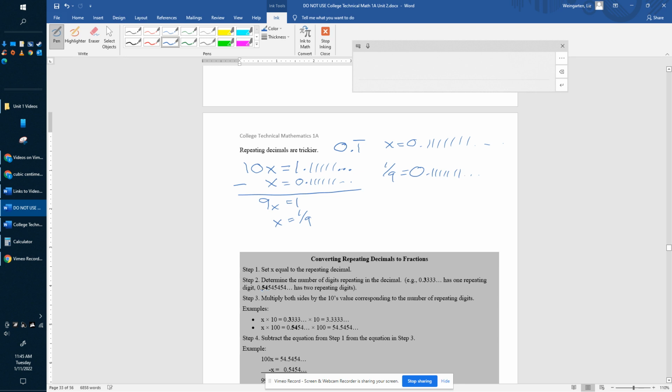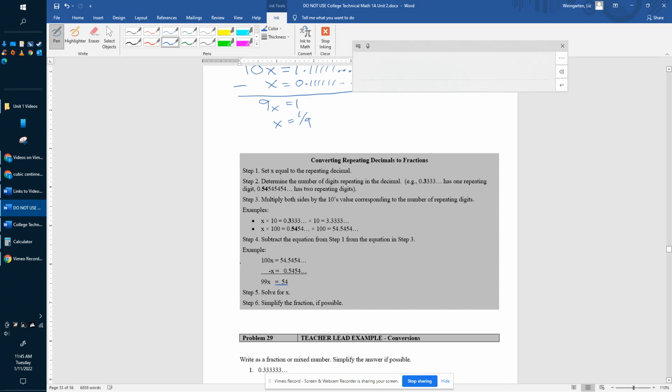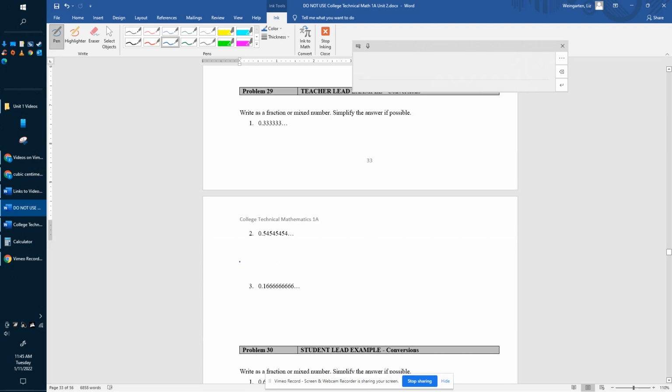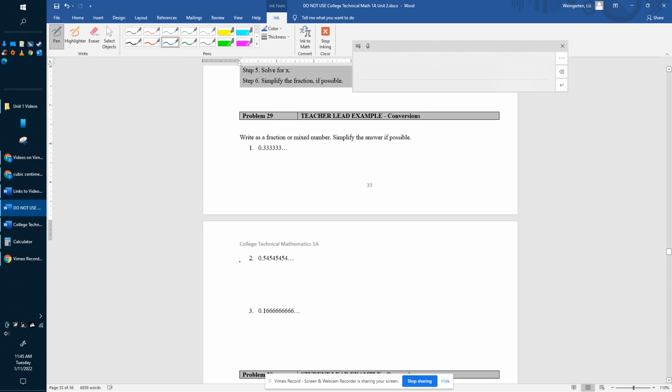If it was a 3-digit number like that, 0.271271, the repeating ends on the 1,000 spot, so we would multiply it by 1,000. We'll do a few more examples. The steps are here if you need them, but let's look at these. I have 3 that I'm going to do with you and then a few that you can do on your own.